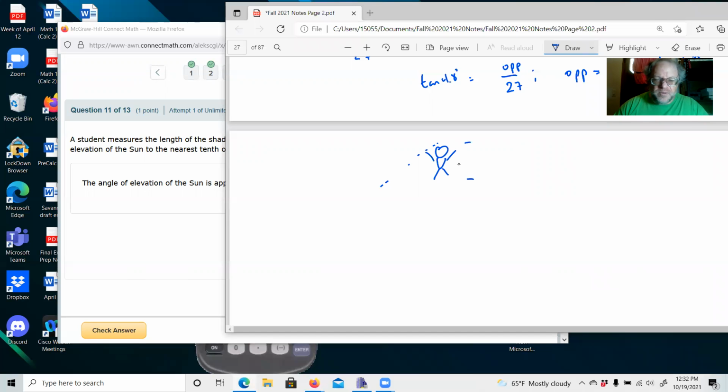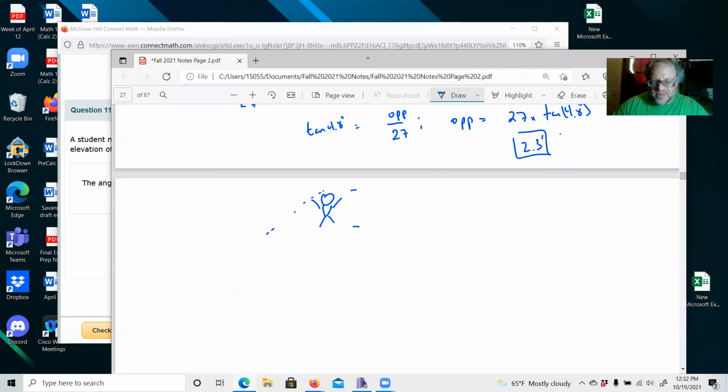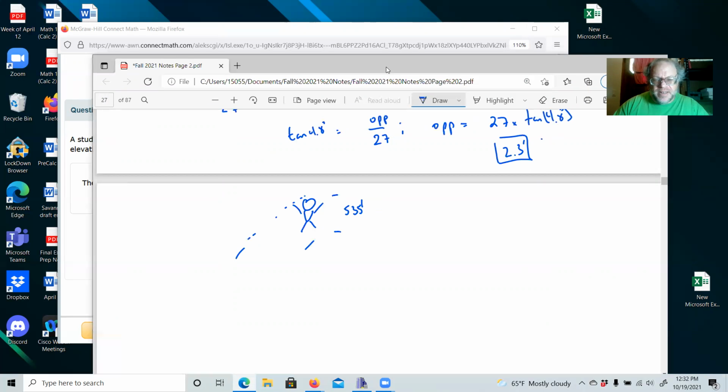And we know this is 535 feet tall. And the shadow is going to be 590 feet. And they want to know, what is this angle? What is the angle to the sun?